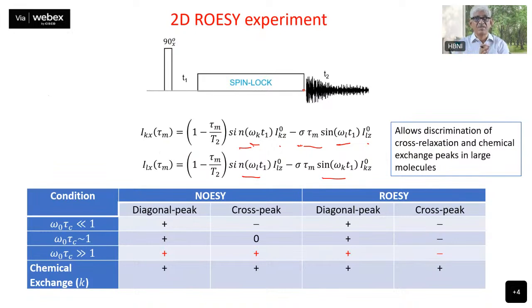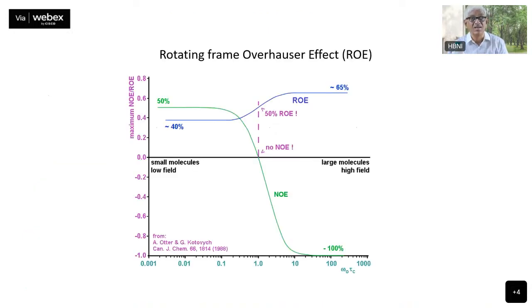One important difference: these are the calculations I've gone through for discrimination of cross-relaxation and chemical exchange peaks in large molecules. Of course, ROESY, I probably have it in the next slide, and I will come back to that one later. With ROESY, the rotating frame Overhauser effect, this is the calculation of the ROE effect. See, this is always positive. Okay, ROE is always positive.